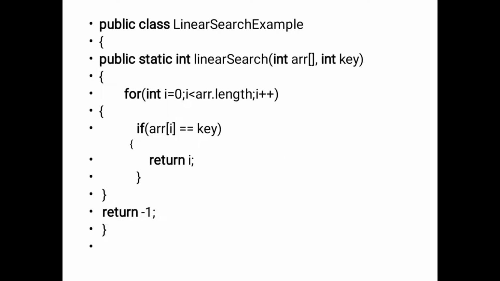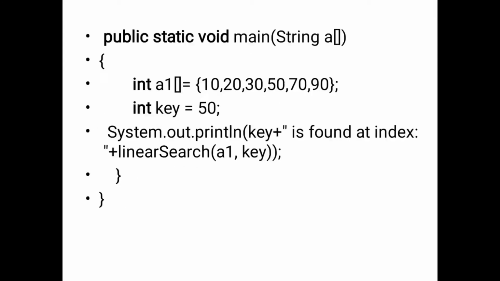Next, it will directly jump to linear search: public static int linearSearch. Here arr holds 10, 20 and so on. The a1 values will be stored in arr, that is the array values. The key value 50 will be stored in key. Starting here, the i value is 0. Next, i less than arr.length. arr.length is used to find the length of the array, the indexes being 0, 1, 2, 3, 4, 5.